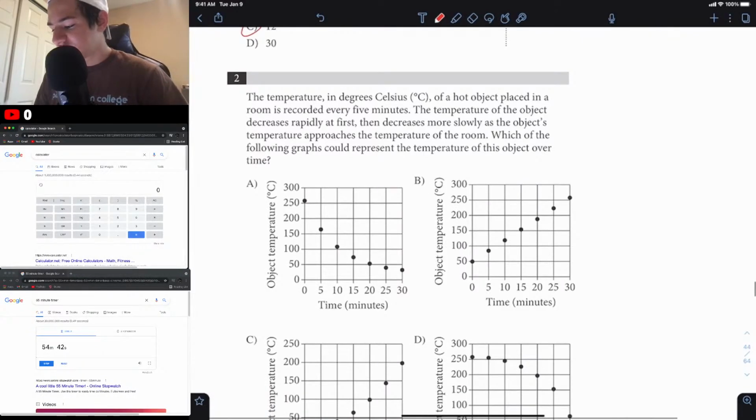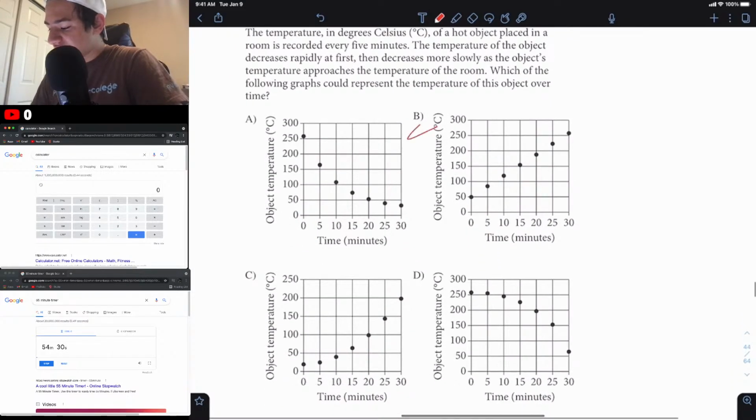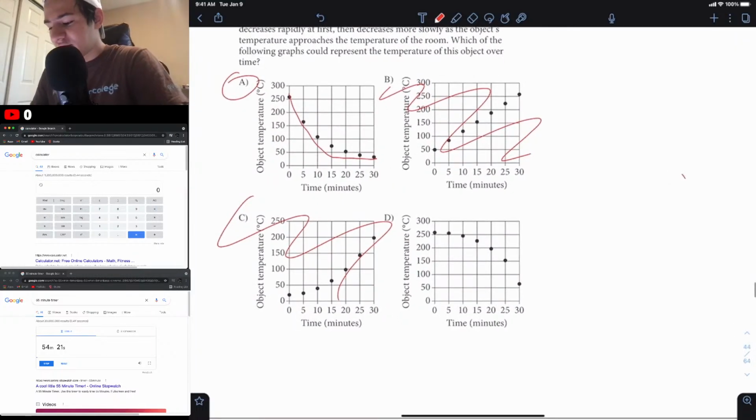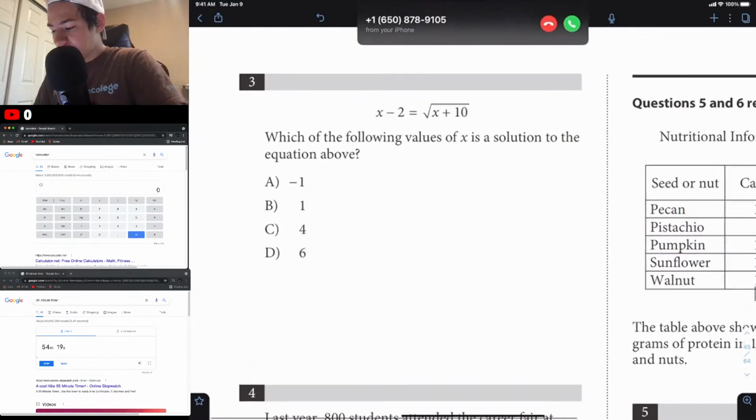The temperature in degrees Celsius of a hot object placed in a room is recorded every 5 minutes. The temperature of the object decreases rapidly at first, then decreases more slowly as the object's temperature approaches the temperature of the room. Which of the following graphs could represent this? This is increasing, not decreasing. This is also increasing. This is the answer, because it's decreasing, and then it slowly tapers off a little bit. So it's going to be A.